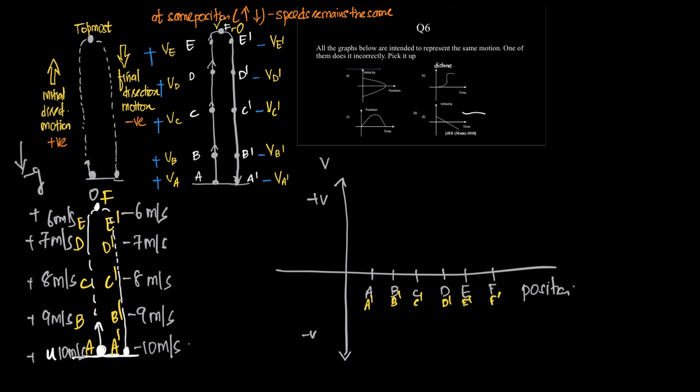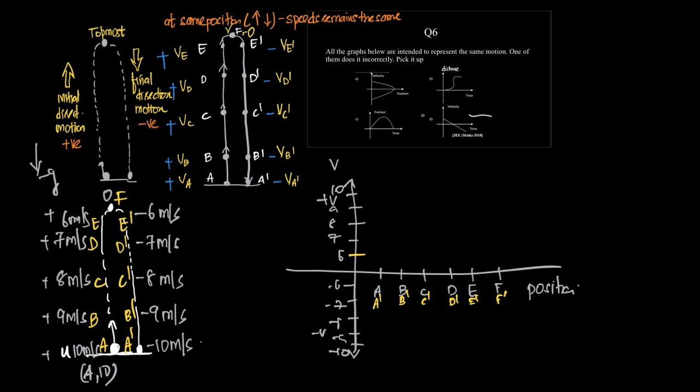Now the velocity I've taken from 10, 9, 8, 7, 6. Okay, so let's say this is 6, 7, 8, 9, 10, minus 6, minus 7, minus 8, minus 9, and minus 10. See, what is the first coordinate? The first coordinate is A, comma 10, right? What is the second coordinate? Second coordinate is B, comma positive 9. The third coordinate C, comma positive 8. All right. So just let us plot that.